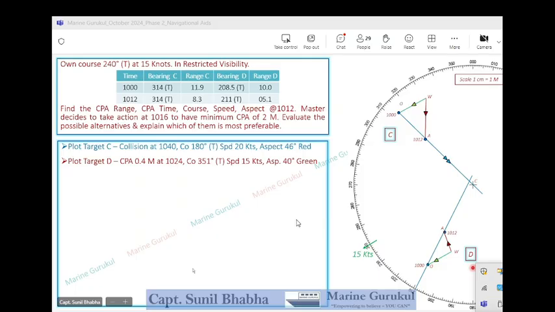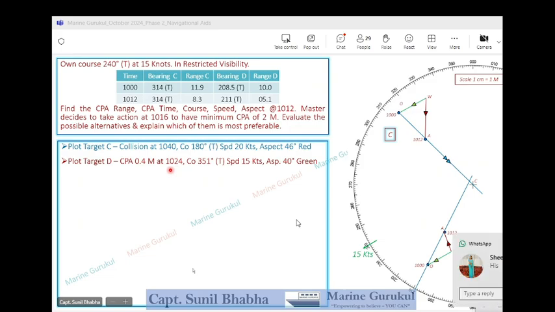Now, if you have a look at the CPA of both the targets, that is indicating either a collision with target Charlie, and with target Delta, the CPA is very less, that is 0.4 miles. So there is no major difference in the CPA. But if you have a look at their TCPA, the time to closest point of approach, the TCPA for target Charlie is happening at 1040, whereas for target Delta it is happening at 1024. That is about 16 minutes before target Charlie.